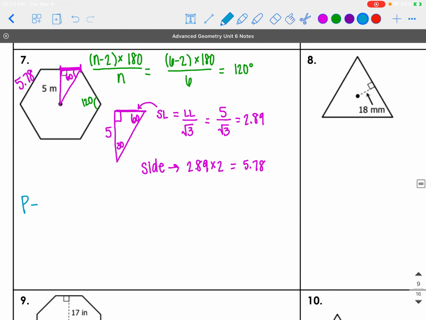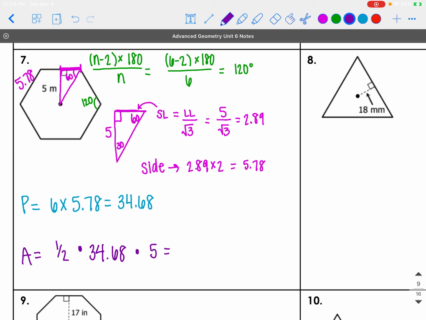So now I can find the perimeter. 6 sides. Each one is 5.78. And we get 34.68. And now I can find the area of the polygon. It's 1/2 times the perimeter, 34.68, times the apothem, which is 5. And this is 86.7 meters squared. So that one was quite complicated.